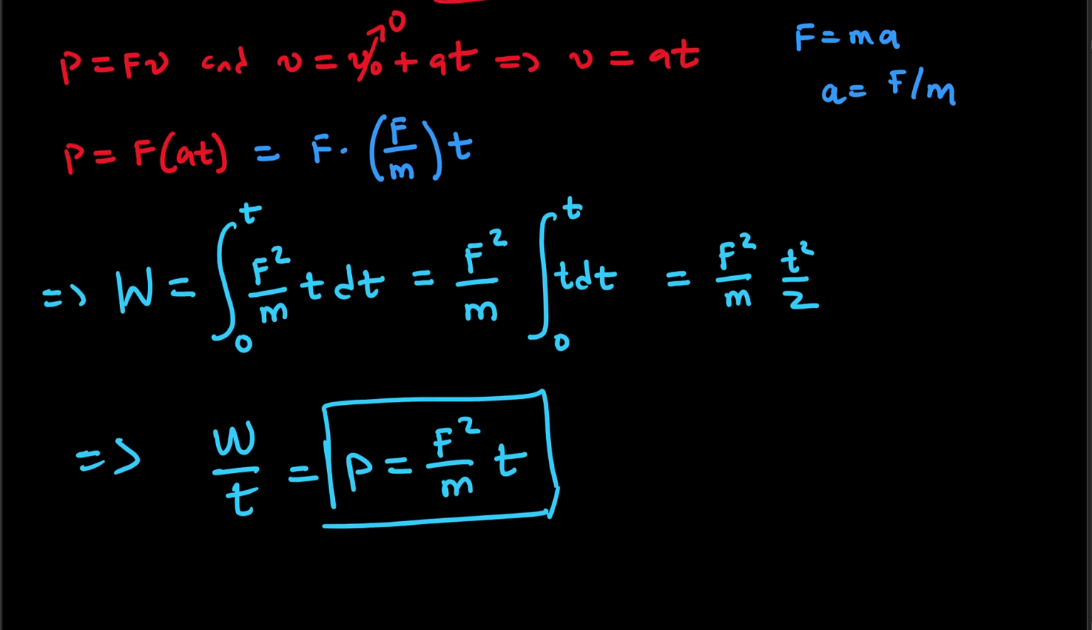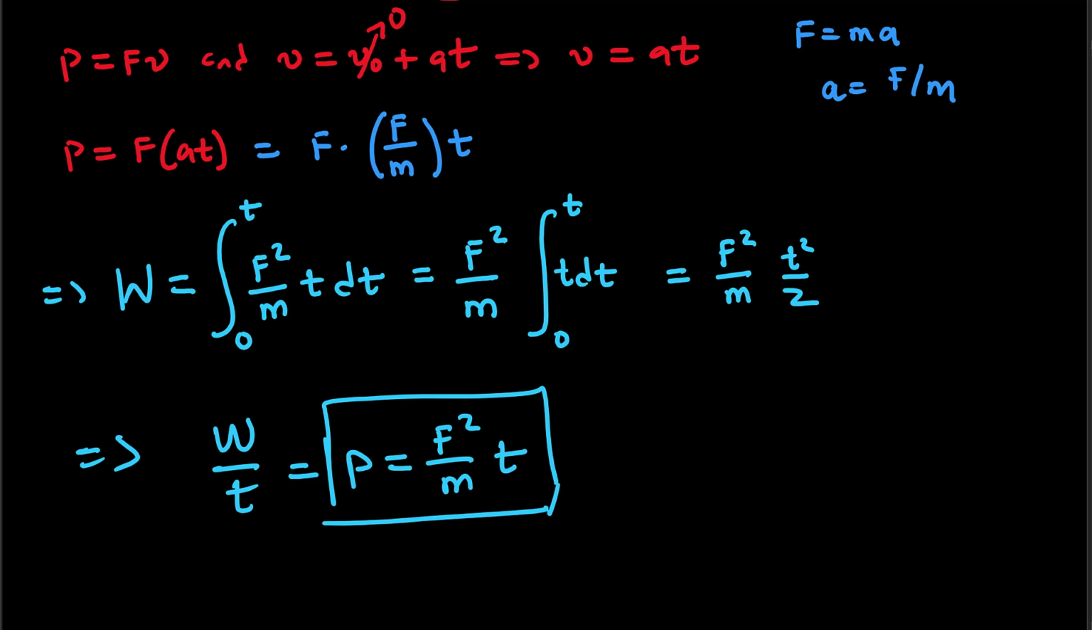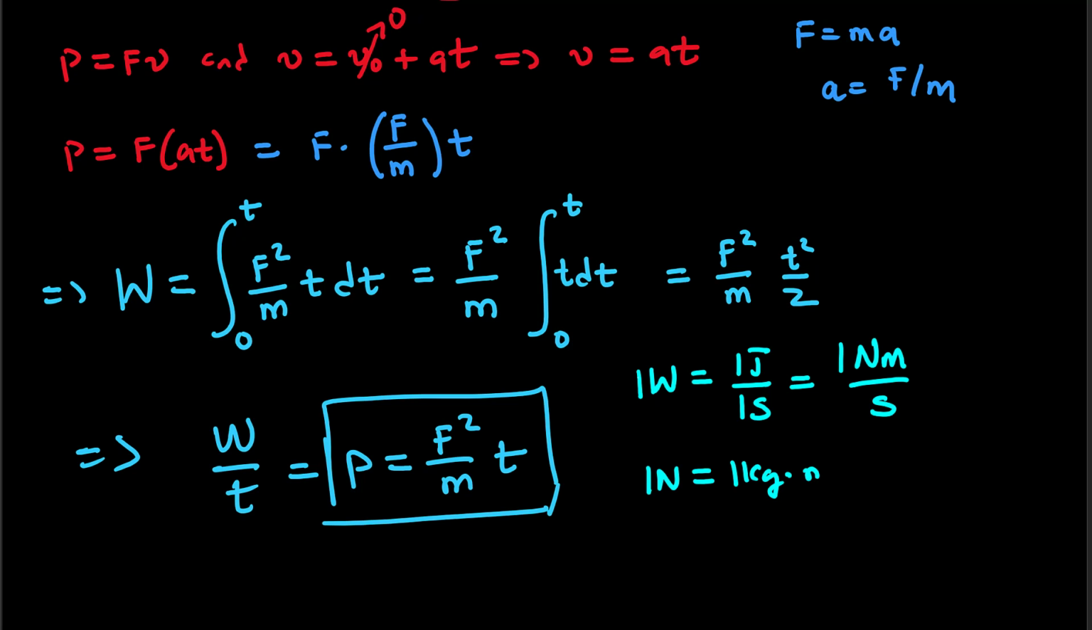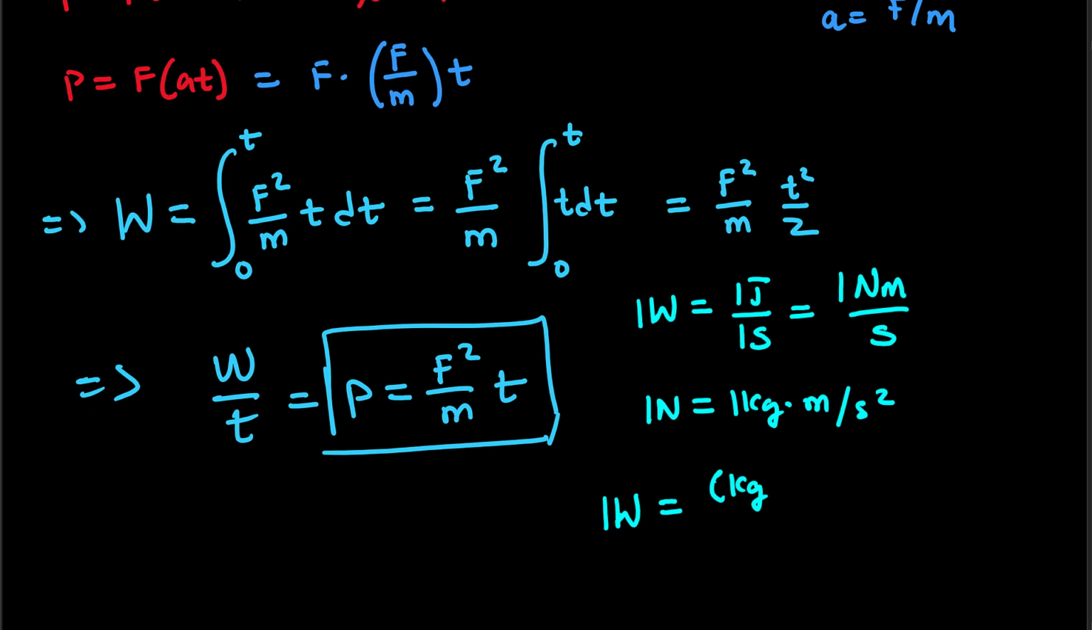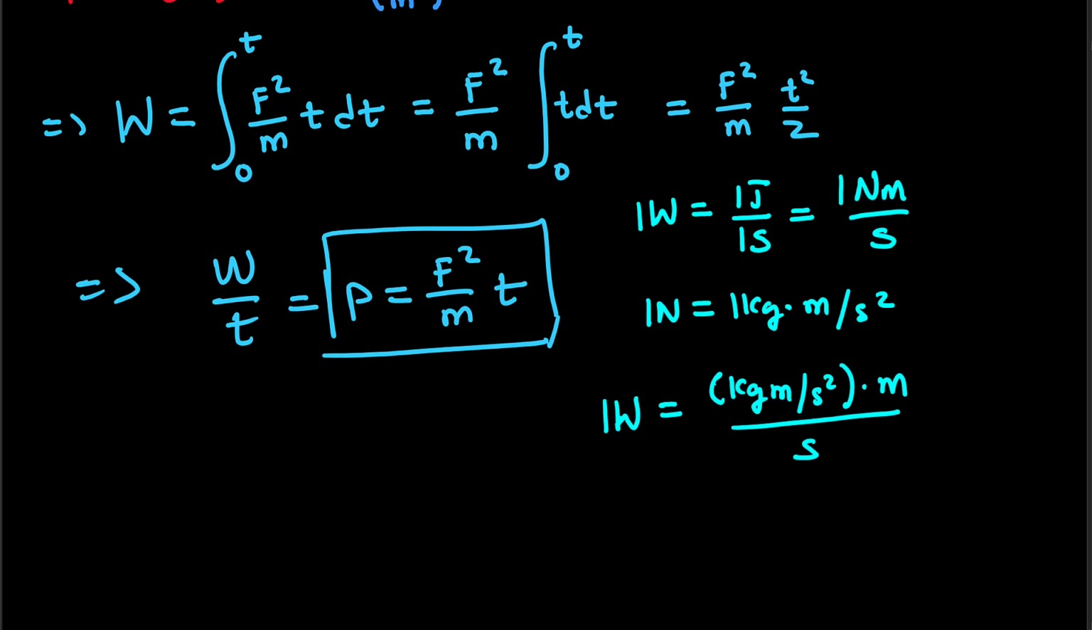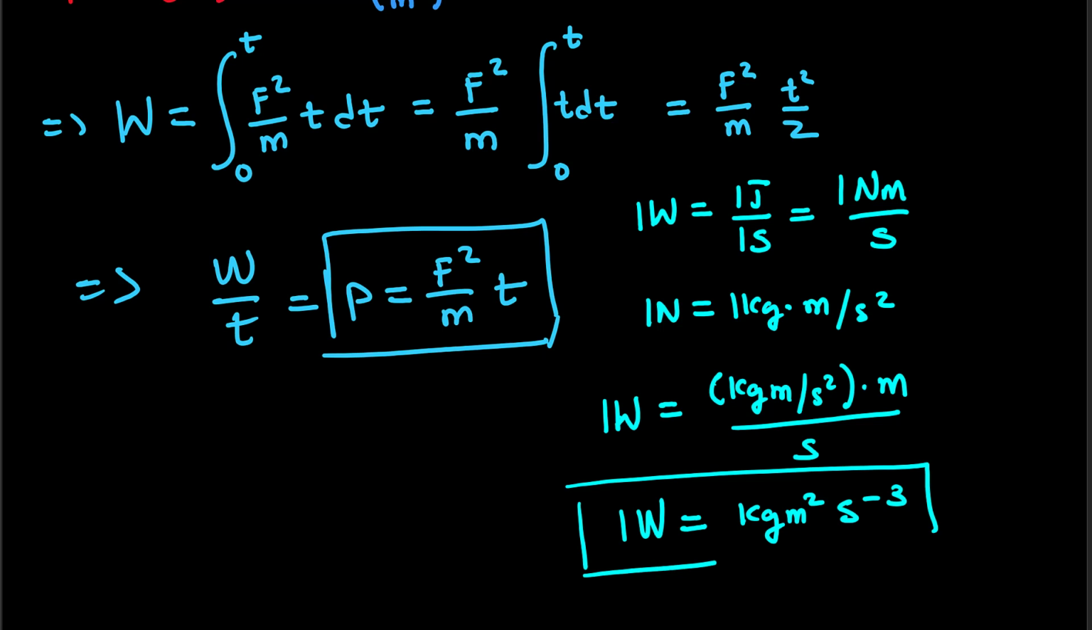But before we go, remember that the unit of power is defined as the watt. So 1 watt is equal to 1 joule divided by 1 second. The joule is Newton meter. 1 Newton is equal to 1 kilogram multiplied by meters divided by seconds squared. What that means is that 1 watt is equal to kilograms meters per second squared multiplied by meters all divided by seconds. If you further simplify, this becomes kilograms meters squared per seconds cubed. So this is the equivalence of 1 watt.